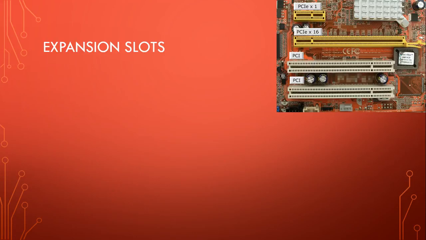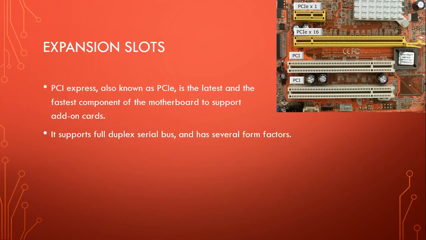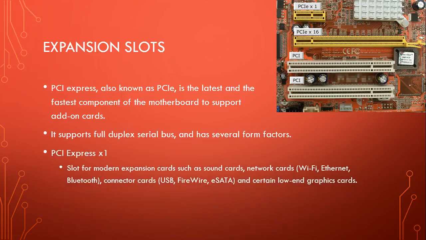Here's our PCI Express. Just to give you a comparison, you can see the difference here between a PCI and then PCI Express. All right, there's a PCI X1 and X16. So PCI Express, also known as PCIe, is the latest and fastest component of the motherboard to support add-on cards. It supports a full duplex serial bus and has several form factors. We'll look at two of them.